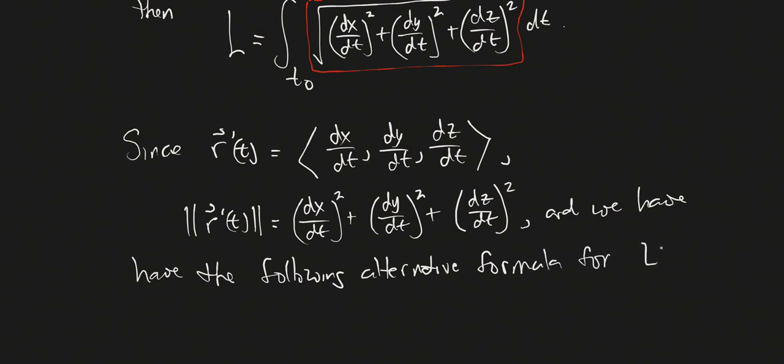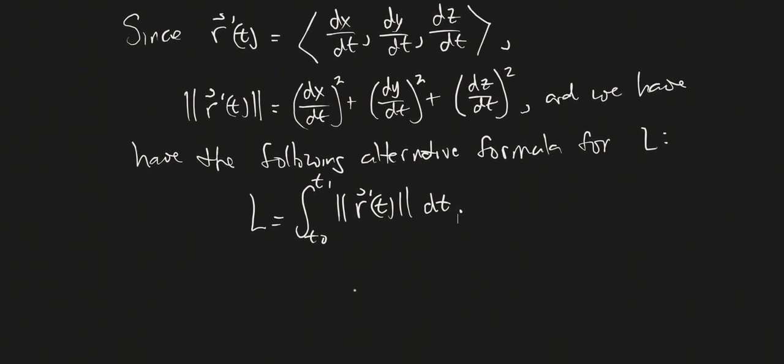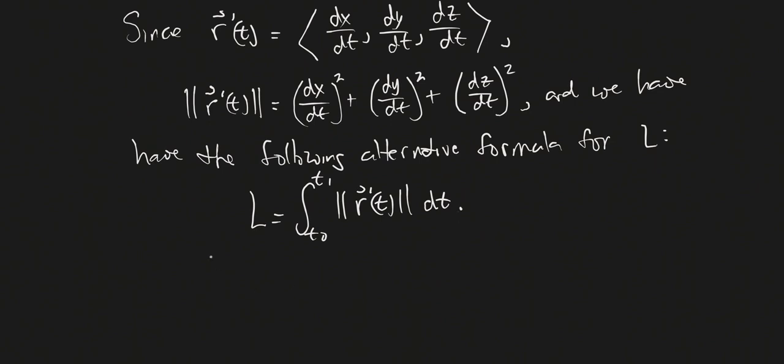It's not like a different formula, a different way to compute arc length. No, arc length is always going to involve integrating the square root of the sum of squares, something like that. Alternative meaning it can be expressed in a slightly different way. So it's the integral from t0 to t1 of the magnitude of the derivative of your vector function, right? So there we go, a nice formula for arc length.